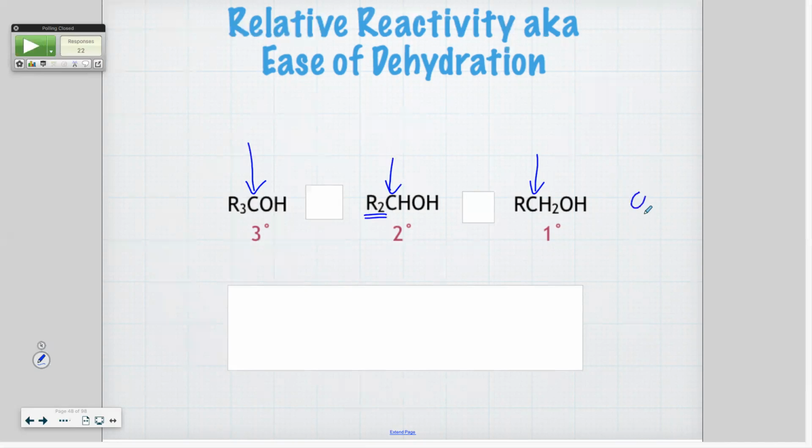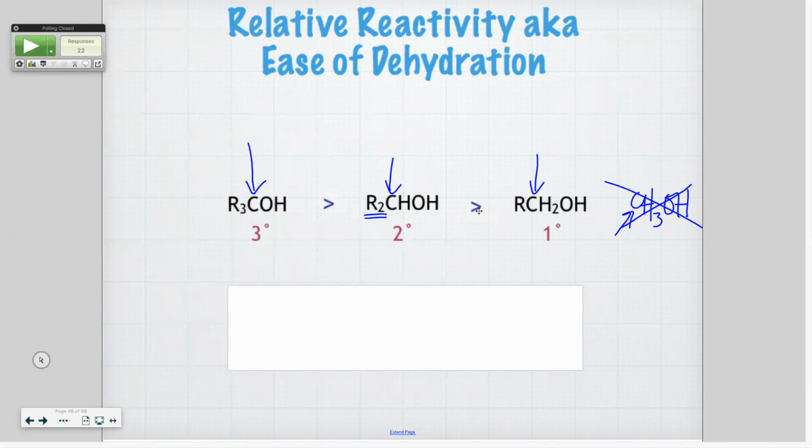Can you dehydrate this one? No, because there's only 1 carbon. To make a double bond, you've got to have 2. So everybody see why methyl isn't even going to be in here. We can substitute on methyls, but we can't dehydrate or eliminate. Okay, so this one is way faster than secondary, which is way faster than primary. Any idea why?